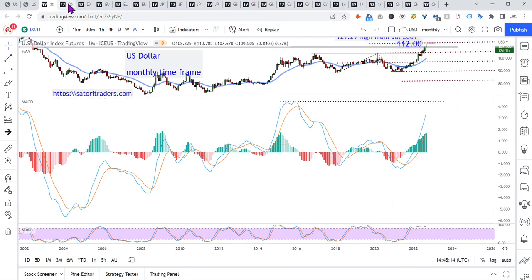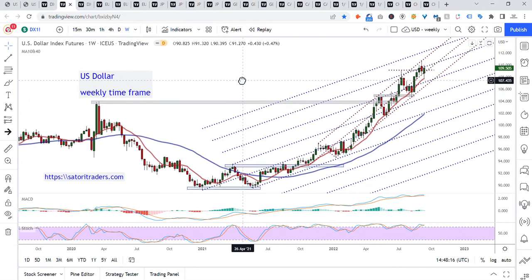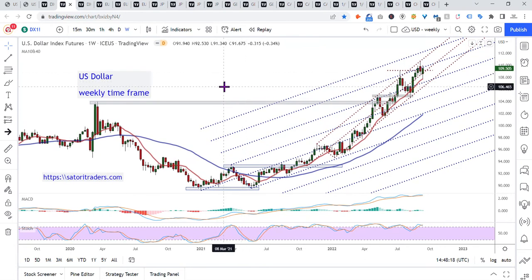Energy is very elevated. So again, I'm expecting higher prices in the dollar, certainly in the long term, the monthly time frame. Here in the weekly, we can see that the dollar is playing around support and resistance, this horizontal level from the prior high.